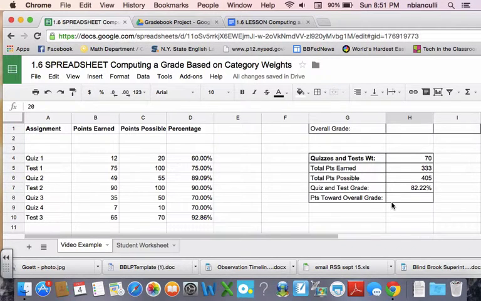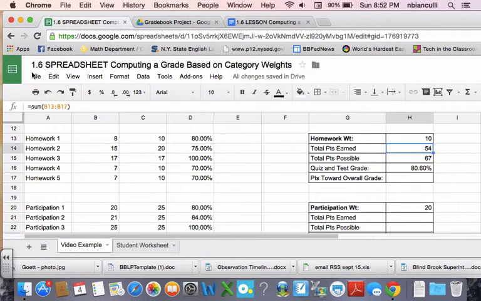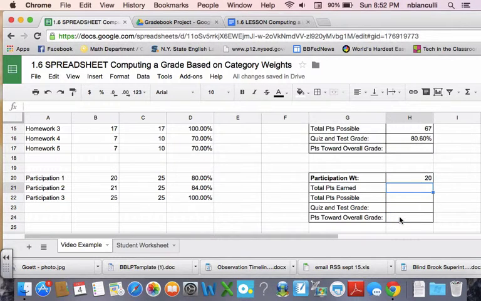Now what we do is very simple in terms of how we start this off. Within the category, you do the same thing we used to do. We find the total points earned. As you can see, I used the sum formula. I summed B4 to B10. Total points possible, I summed C4 to C10. And I came up with a percentage. The same thing for the homework weight: I summed my homework grades, I summed my possible points, and I just took a fraction of them. That became a percentage.